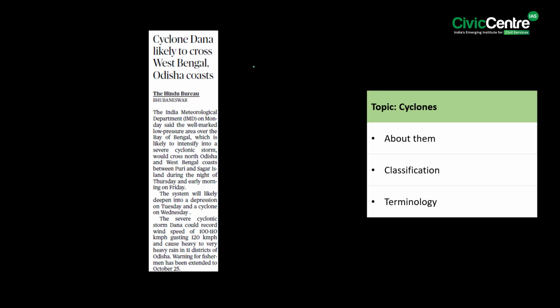The first article of the day says that the Indian Meteorological Department on Monday said that the well-marked low pressure area over the Bay of Bengal, which is likely to be intensified into a severe cyclonic storm, would cross North Odisha and West Bengal coast between Puri and Sagar Island during the night of 24th October and early morning of 25th October. In this context, let us talk about cyclones.